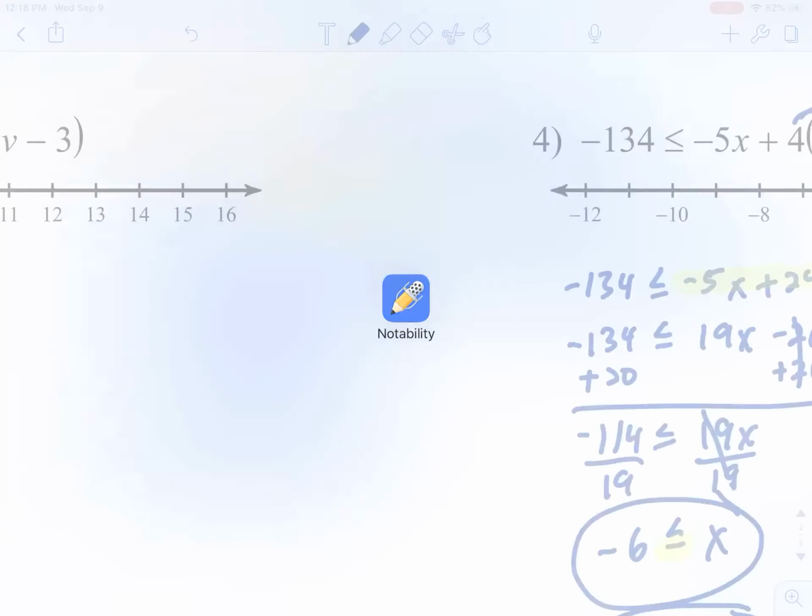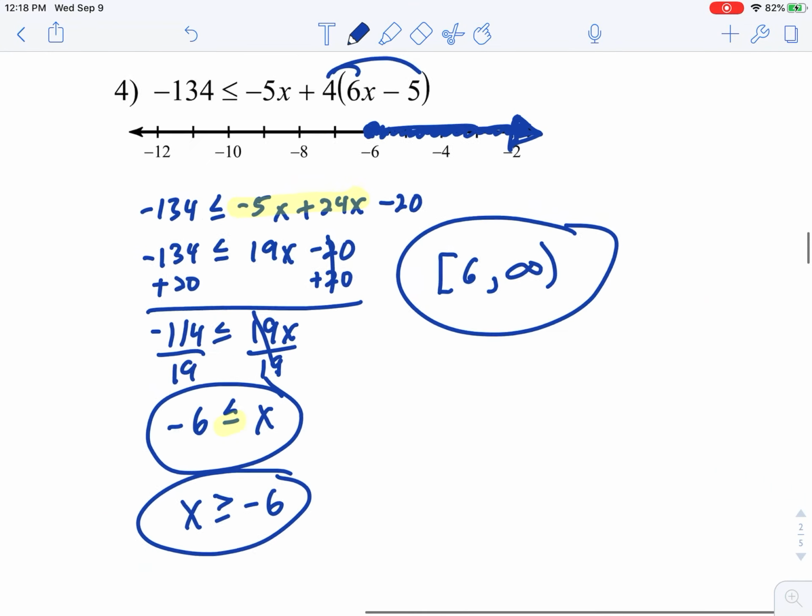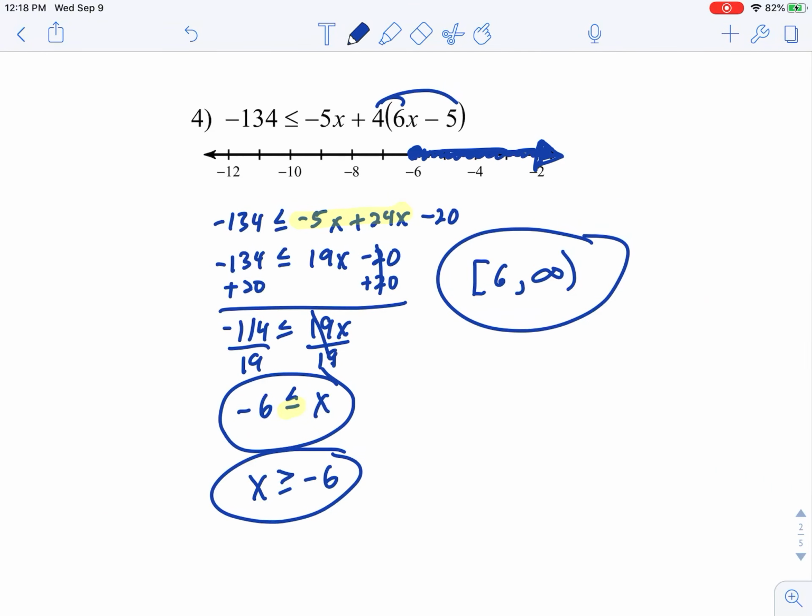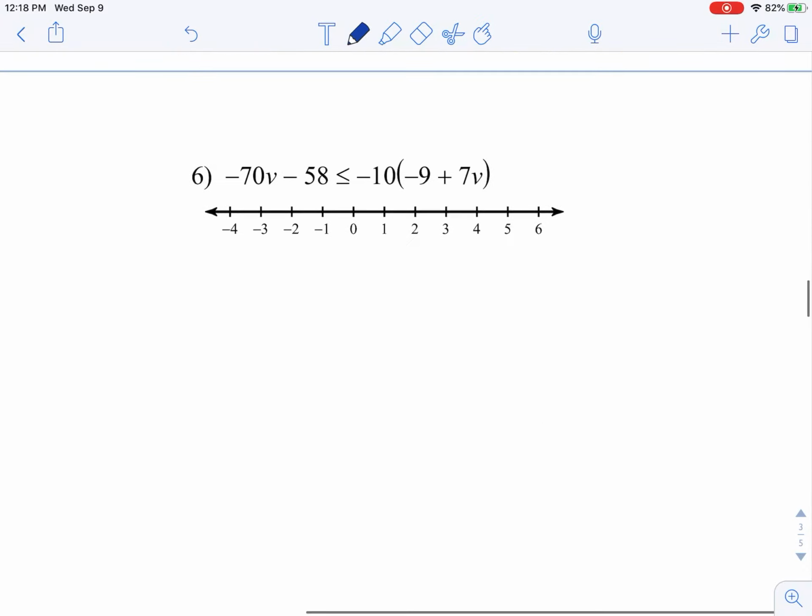All right, so the math that I'm doing and the graphing should not be anything new. And for some of you, this part isn't even new. Let's look at number 6.